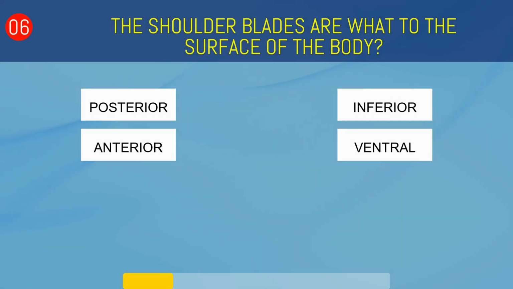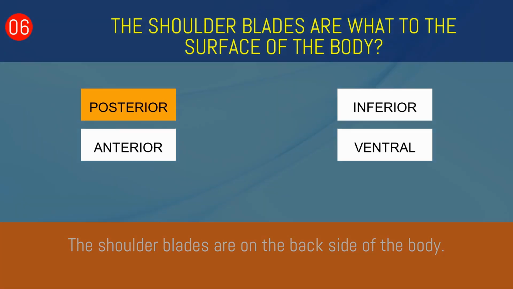The shoulder blades are what to the surface of the body? Posterior, anterior, inferior, or ventral? Posterior. The shoulder blades are on the back side of the body.